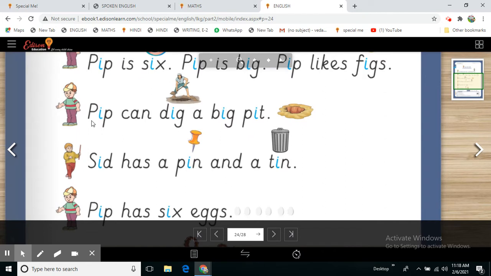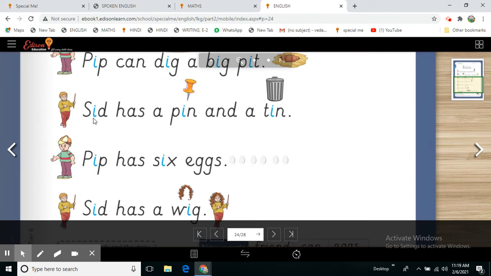Next. Pip can, C-A-N, can dig a big pit. This is a pit and he is digging, right? Pip can dig. What can Pip do? Dig a big pit. He can dig a big hole, right? Pip can dig a big pit.